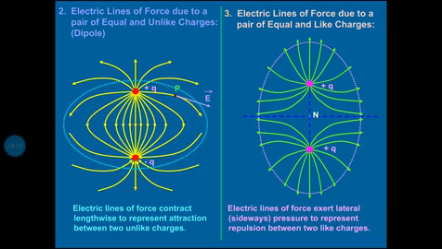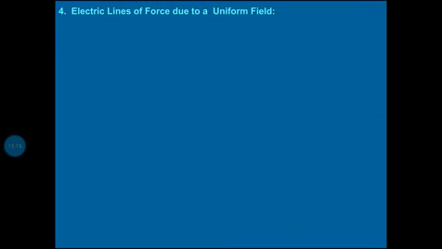Okay. Now electric lines of force due to a uniform field. Here you can see there are two plates. The first plate is charged positive and the second plate is charged negative. And as per the nature of electric field, it starts from a plus charge and ends at a minus charge. So this is the representation of a uniform electric field.